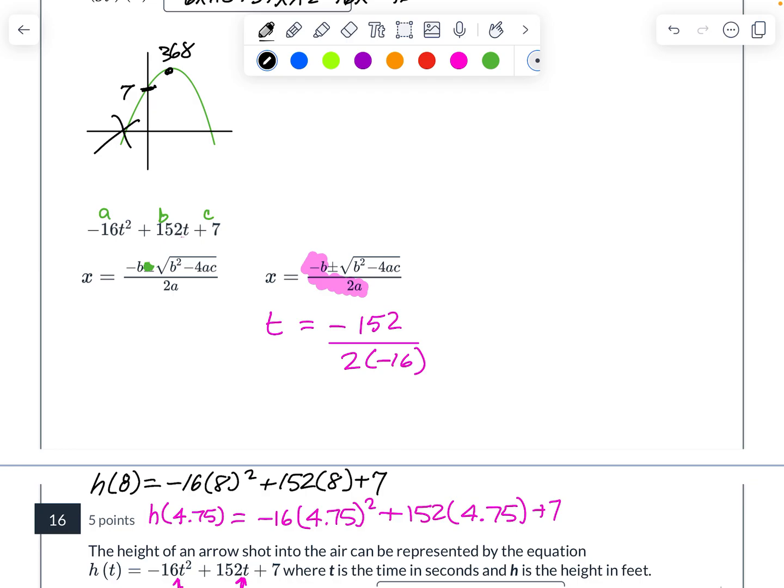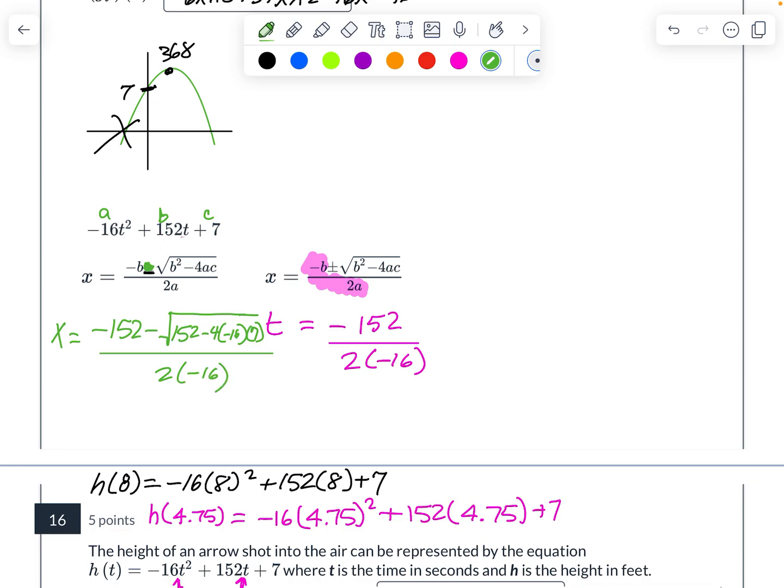Okay, so we're going to use the negative portion of this. And so we're going to have, let's do it in green. X equals the opposite of 152 minus the square root of 152 squared minus 4 times negative 16 times 7, all divided by 2 times negative 16.